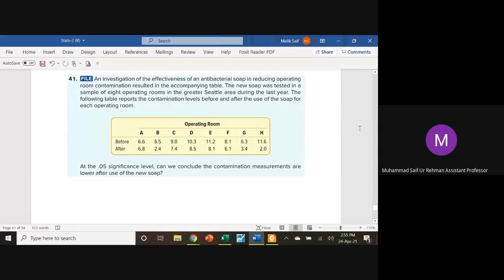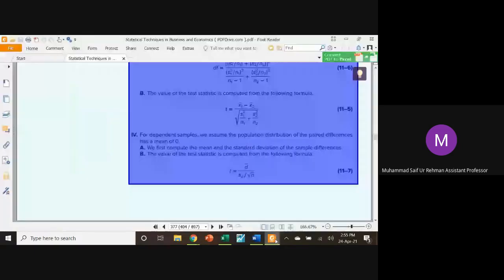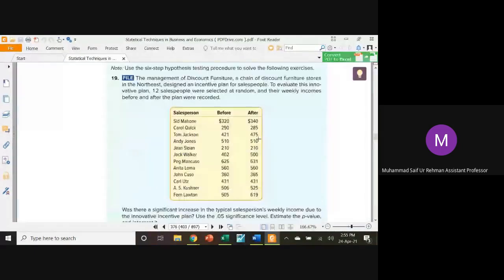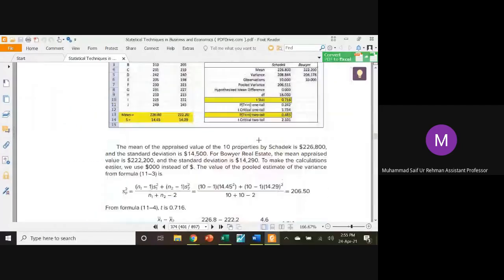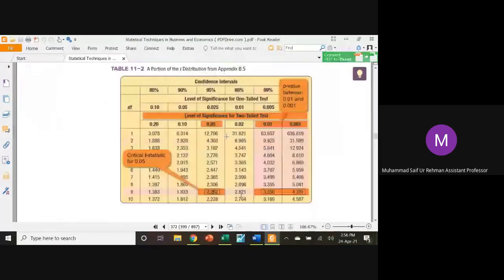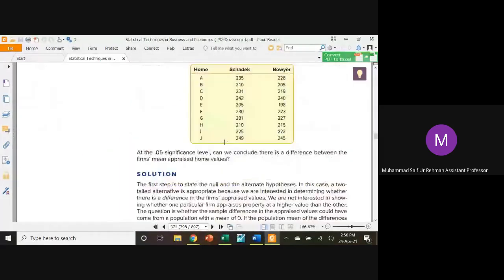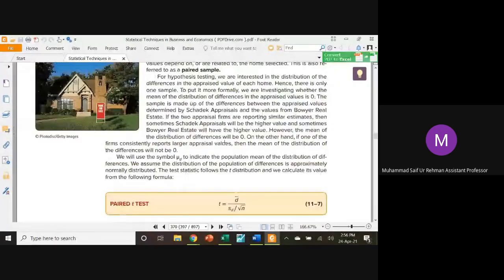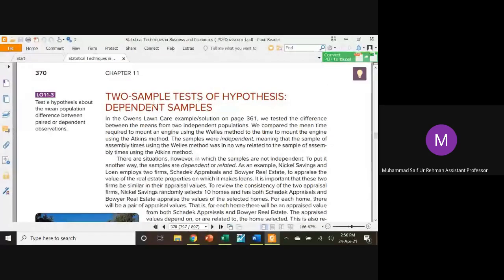If you see, this is the last topic in your book. We have taken into account independent samples up till now. But if you take into account dependent samples, then you will be in this section: two sample tests of hypothesis, dependent samples case.